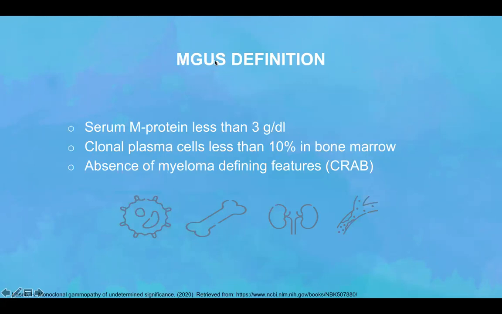So as I told you before, MGUS is defined when the serum M protein is less than 3 grams, the plasma cells are less than 10% in bone marrow, and we are not going to find any symptoms that define myeloma. What are those symptoms? The symptoms that define myeloma are hypercalcemia, renal insufficiency, anemia, and bone lesions. These lesions are usually lytic lesions.